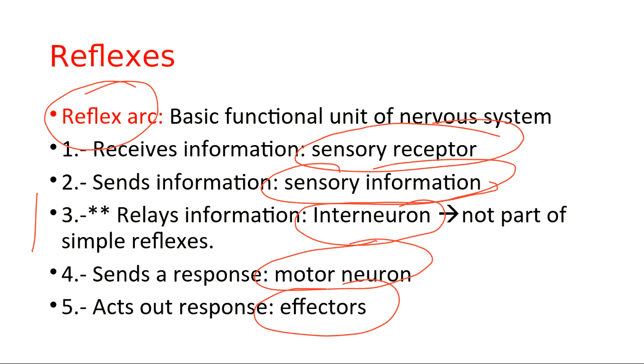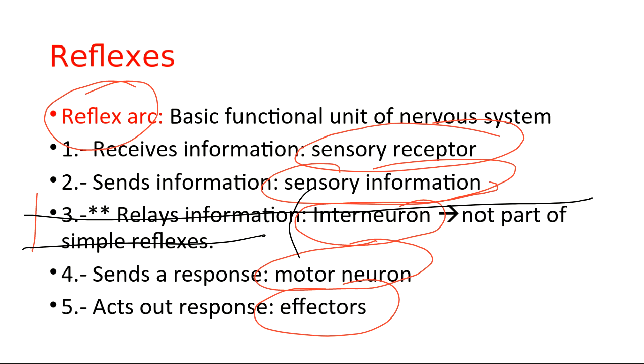Actually, there could be as few as 4, because this middleman right here could be in some instances eliminated, and then we have a direct connection between sensory and motor neurons. So the minimum that a reflex arc will have is 4 components: the sensory receptor, the sensory neuron, motor neuron, and effector organ. Okay, that's the minimum. Most of the time, however, we do see an interneuron.